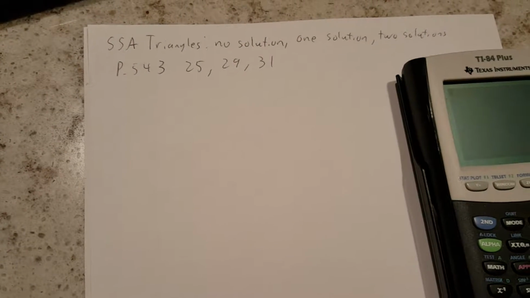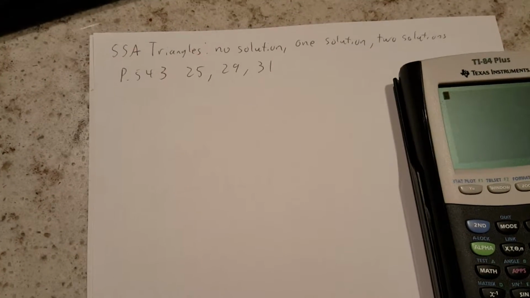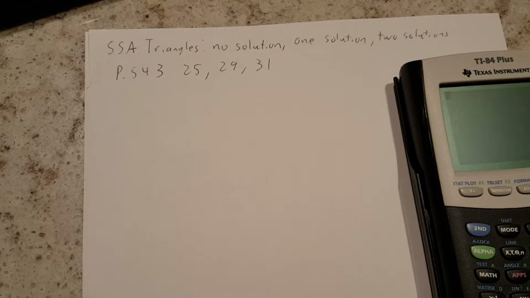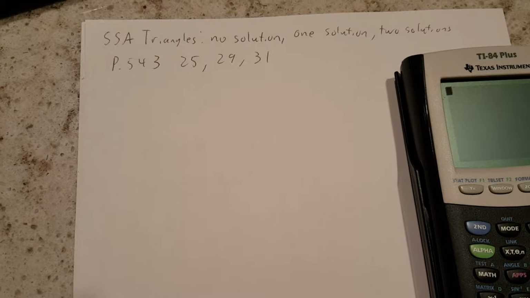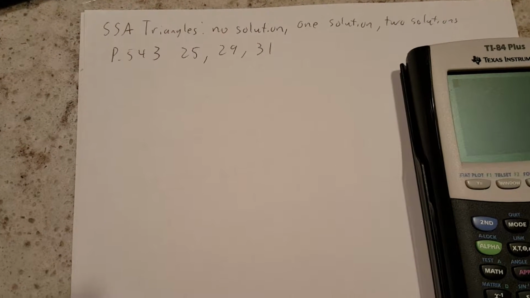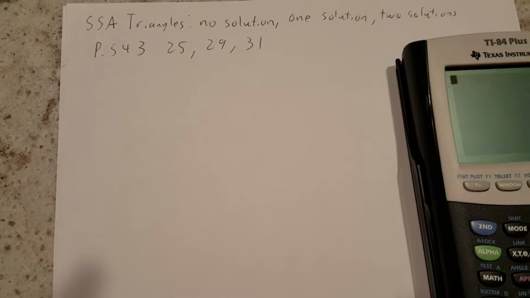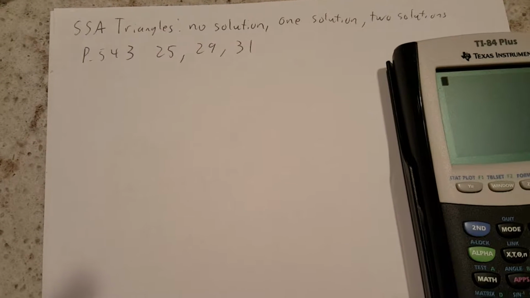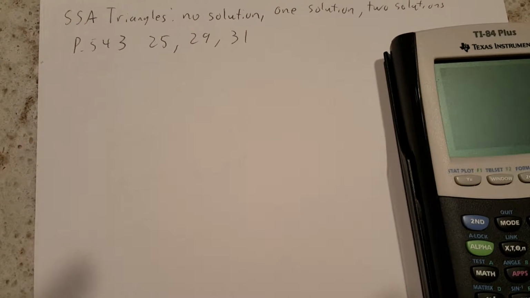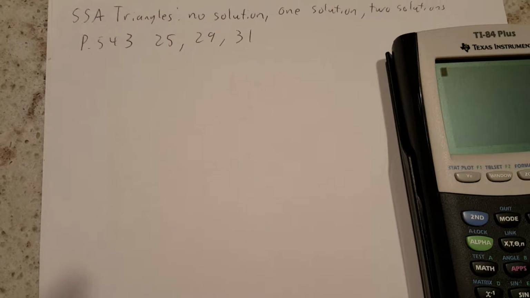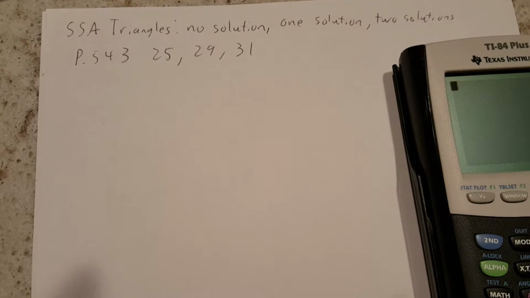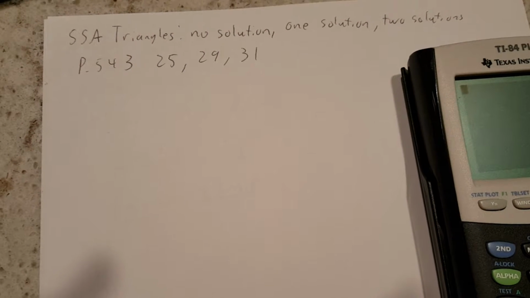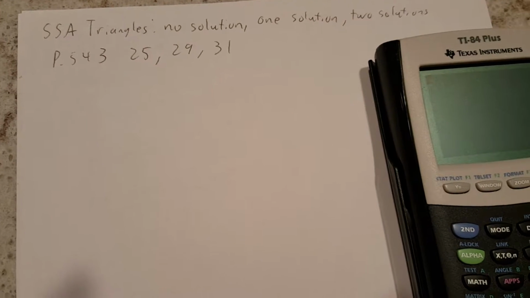Okay, so what I want to do here is go through the SSA triangles one more time, having no solution, one solution, or two solutions, because I didn't give you any problems to practice with. So you can look at this video to practice on your own, or if you didn't understand it from the last video, these are more examples, so hopefully you can understand it after I go through it one more time.